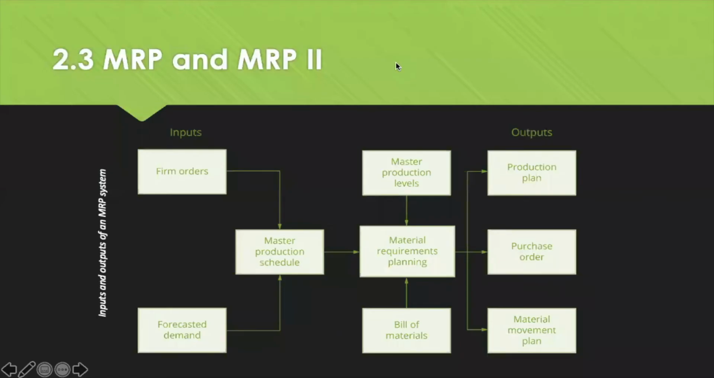But MRP2 is an extension of MRP, and it gained popularity in the 1980s. So it got translated into manufacturer's resource planning, and it distinguished its capacity from other systems, because whereas MRP looks at the materials, MRP2 looks at the resources that you need.